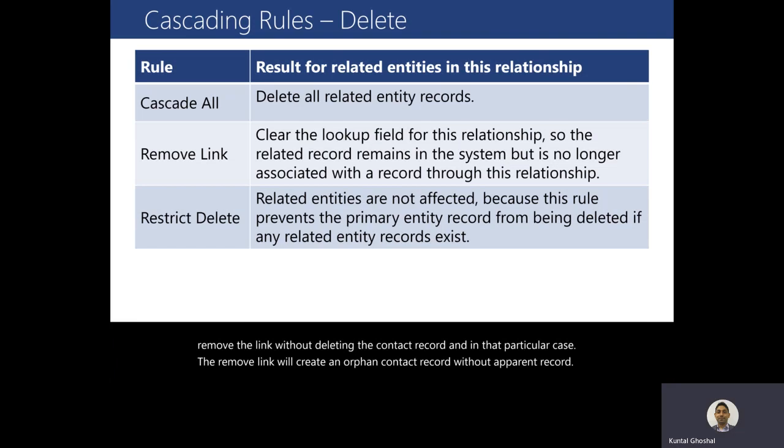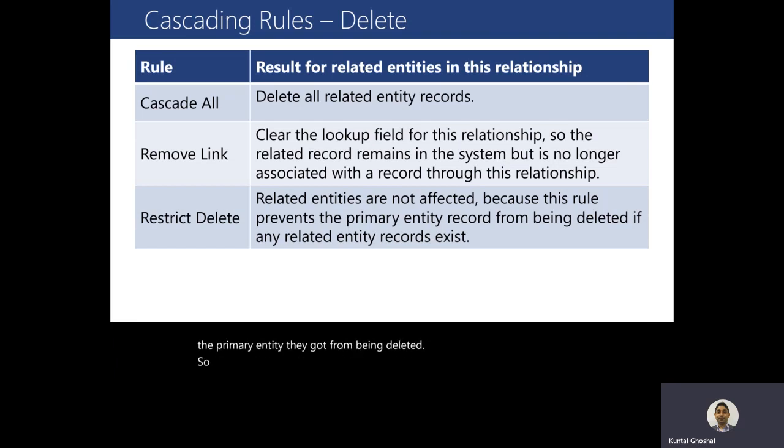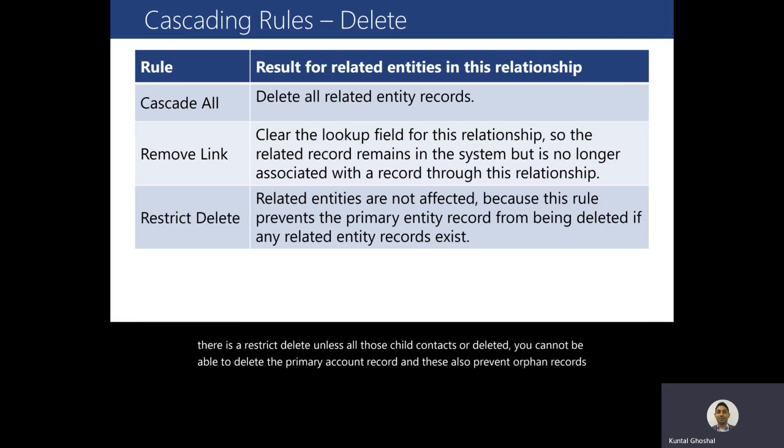Restrict delete, where related entities are not affected at all, and this rule prevents the primary entity record from being deleted. As an example, your primary account can have multiple child contacts. So if there is a restrict delete, unless all those child contacts are deleted, you will not be able to delete the primary account record. And this also prevents orphan records from getting created on the platform.